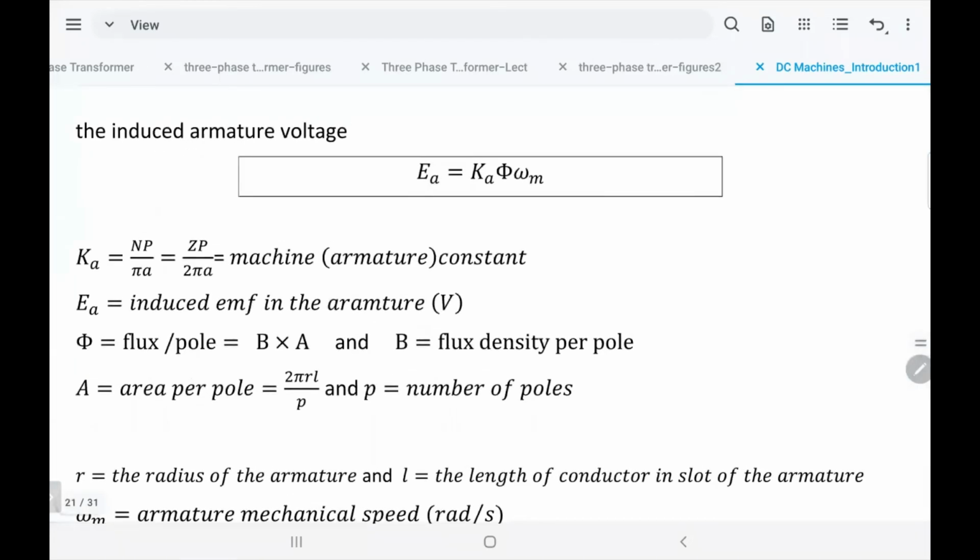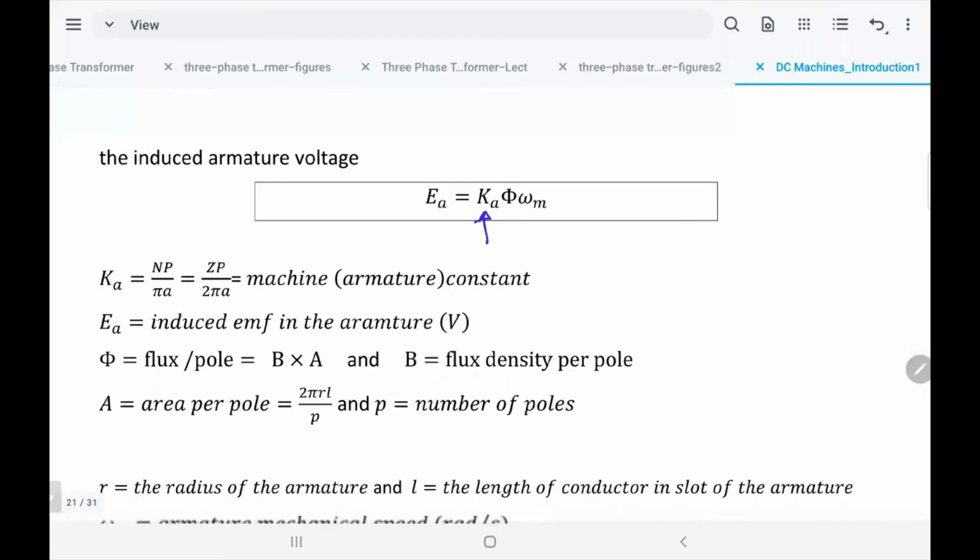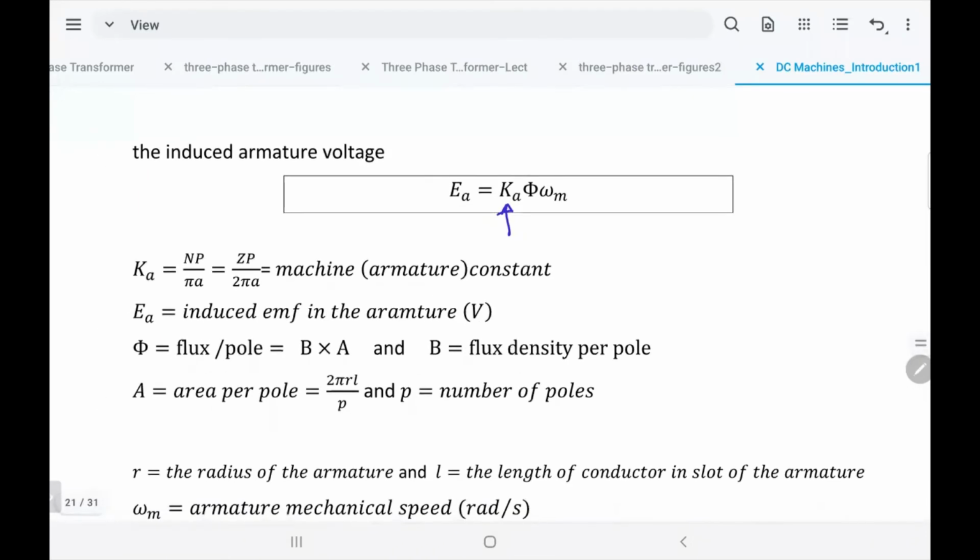The induced EMF obviously depends on the magnetic field intensity. It also depends on the speed of the shaft, the size of the conductor, the number of turns, and the number of poles. We collect all these things in one constant, which we call Ka, known as the machine constant or the armature constant. That depends on the size of the machine itself, and here I have all the details of this constant.